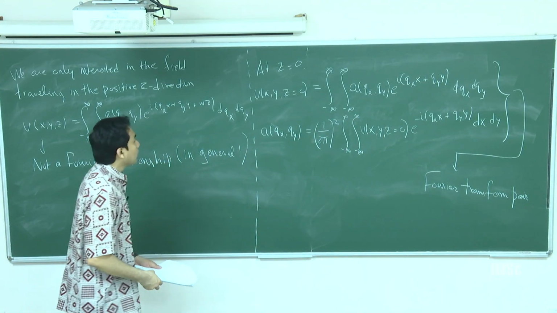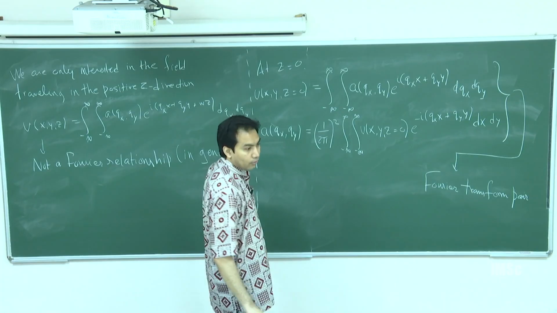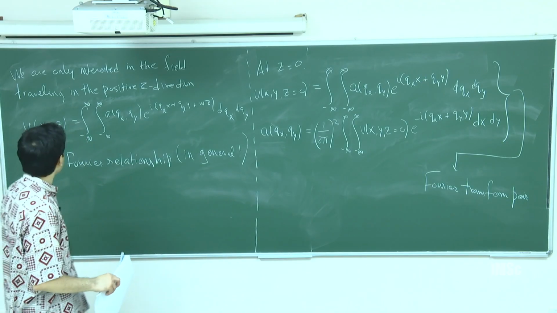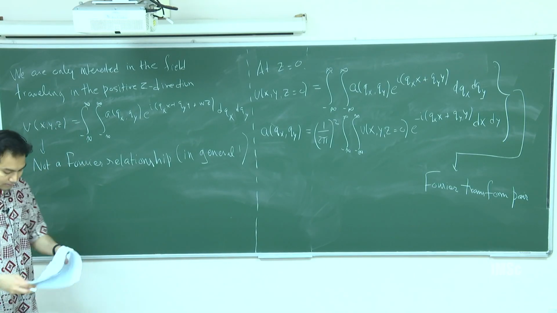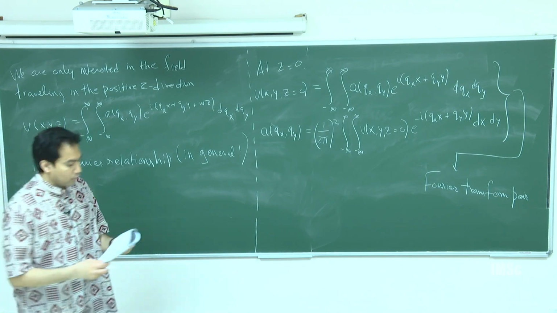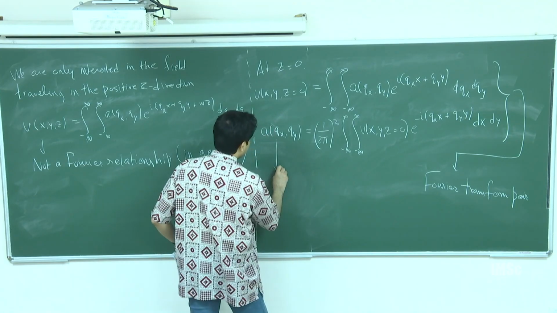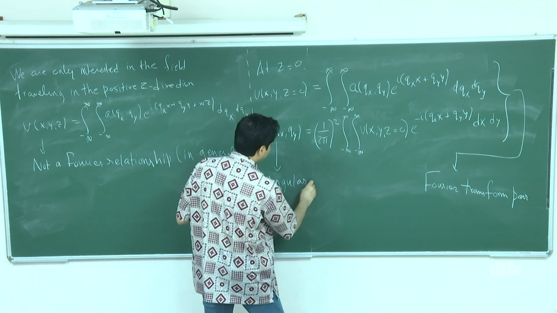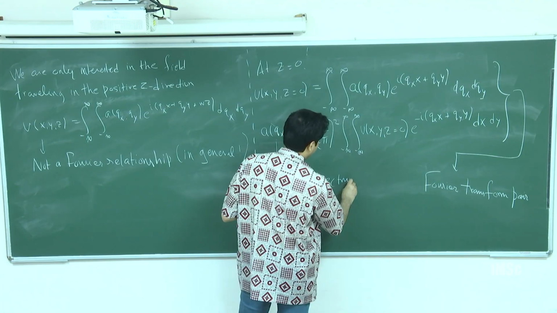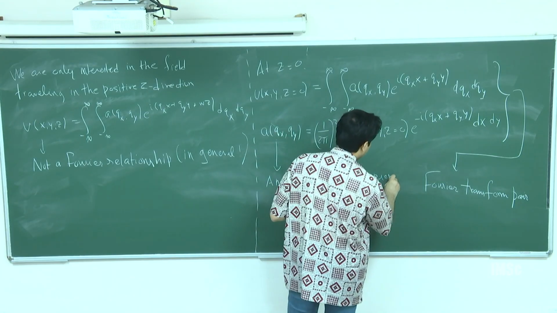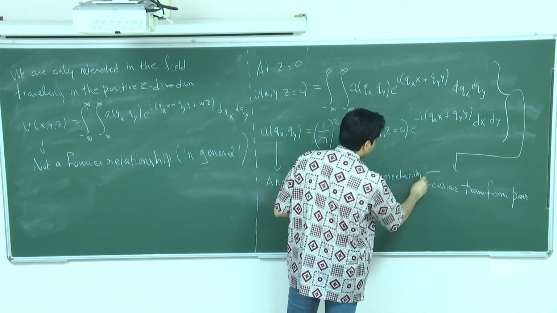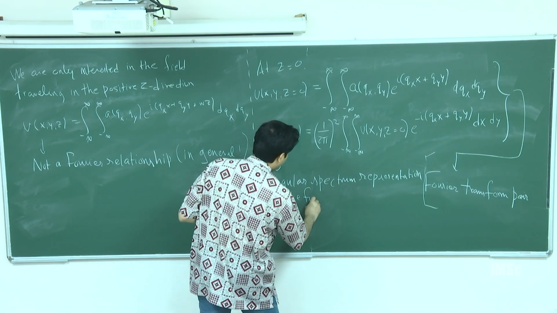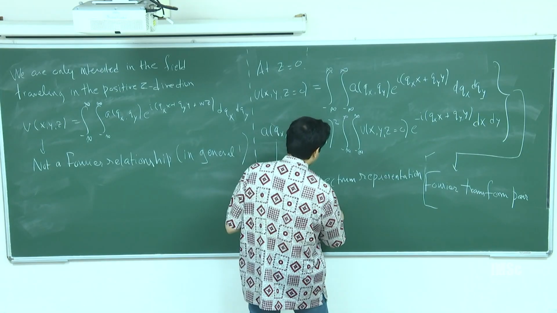Please note that u and a form a Fourier transform pair only when z is 0, only when you set the source plane to be at z equals 0. In general, u and a do not form a Fourier transform pair. Now, a of qx qy, this quantity is called the angular spectrum representation of the field propagating in the positive z direction.